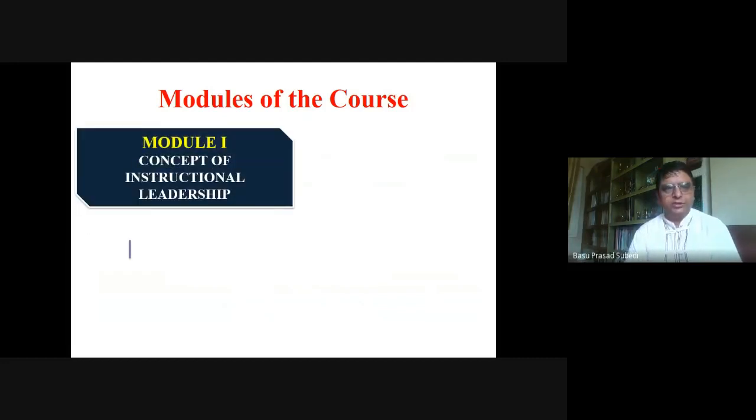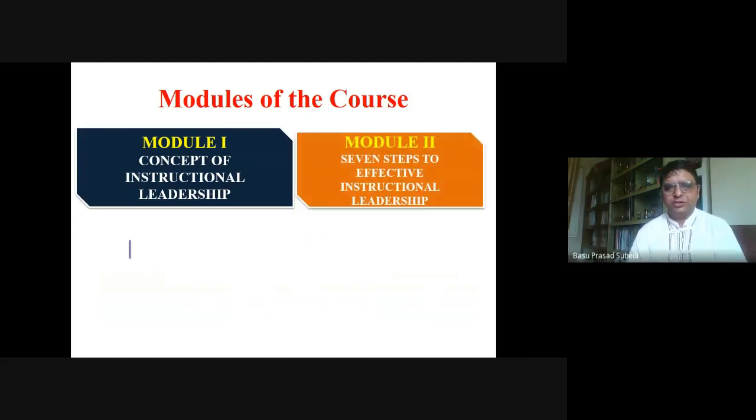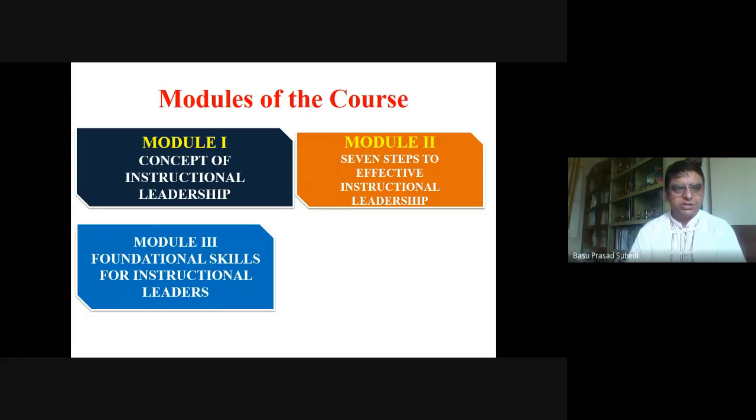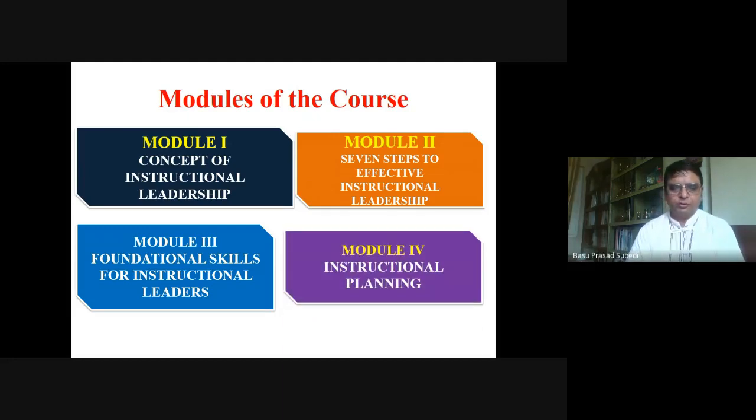The first module is the concept of instructional leadership, and in the second module we try to discuss 7 steps to effective instructional leadership. In the third module we discuss foundational skills for instructional leaders. Under this we talk about many foundational skills like assessment skill, pedagogical skill, classroom management skill, etc. And in module 4 we discuss the instructional planning process.